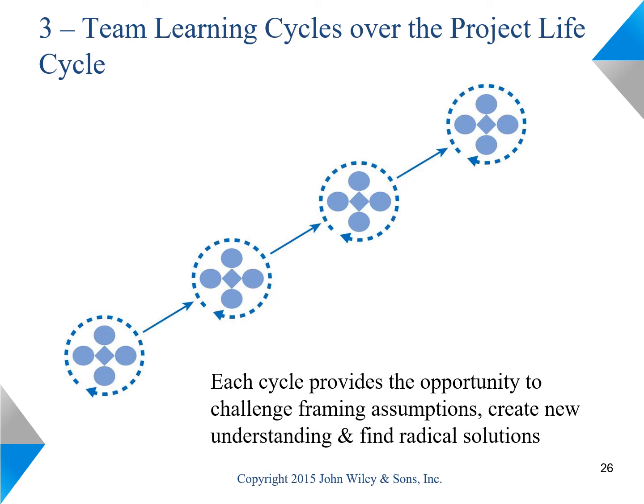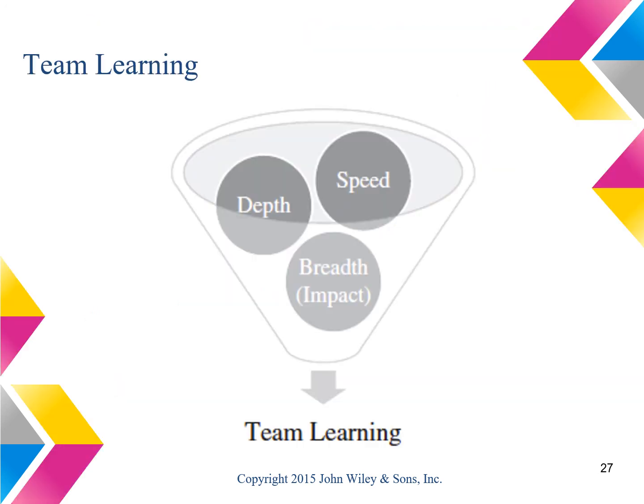So any project or major issue can go through several or many iterations of the learning cycle. And in each cycle, more unknowns are addressed until there are no major unknowns left. As teams go through these learning cycles, the depth, speed, and breadth of their understanding increases and enables them to plan and execute projects more effectively and more efficiently.